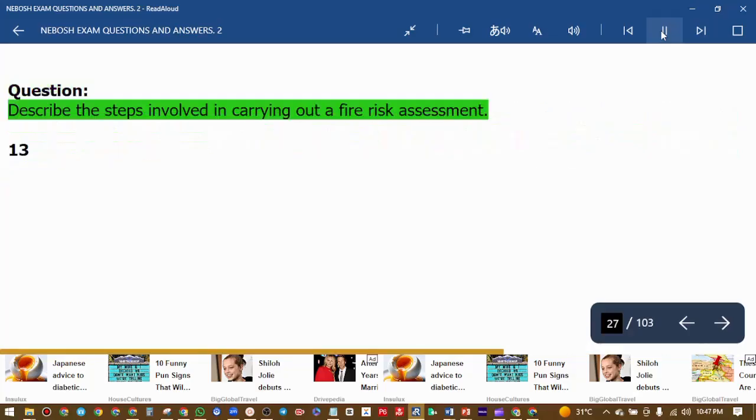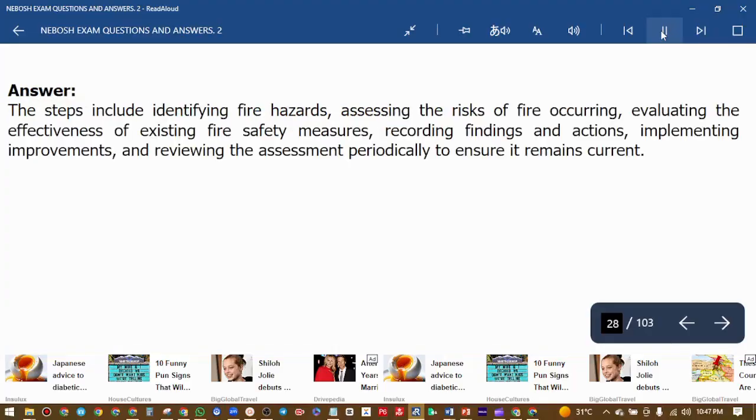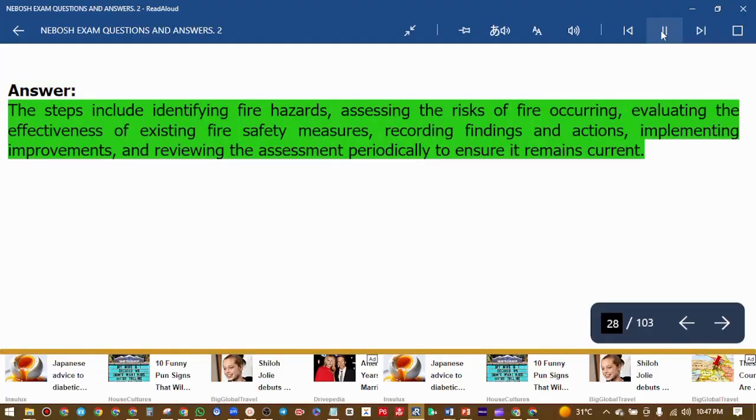Question 13. Describe the steps involved in carrying out a fire risk assessment. Answer. The steps include identifying fire hazards, assessing the risks of fire occurring, evaluating the effectiveness of existing fire safety measures, recording findings and actions, implementing improvements, and reviewing the assessment periodically to ensure it remains current.